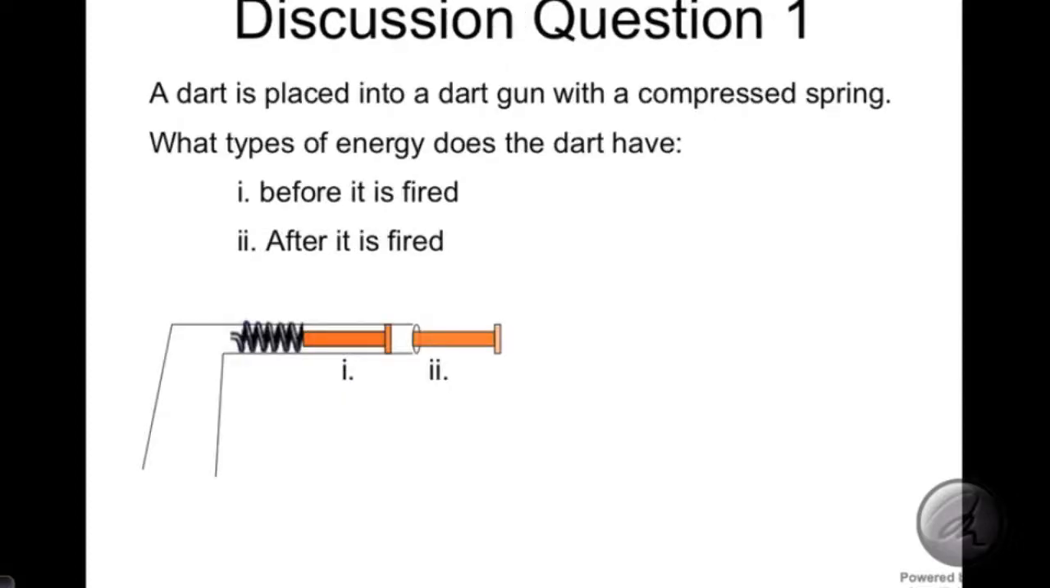Let's think about a discussion question related to this. If we have a dart placed into a dart gun, which is compressed by a spring, what types of energy does the dart have before it is fired, right here, and after it is fired, right here? Let's pause the video and think about it before we come to the answer.